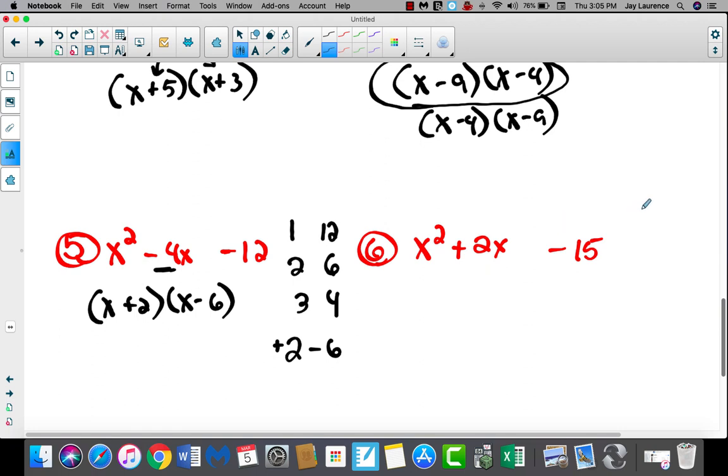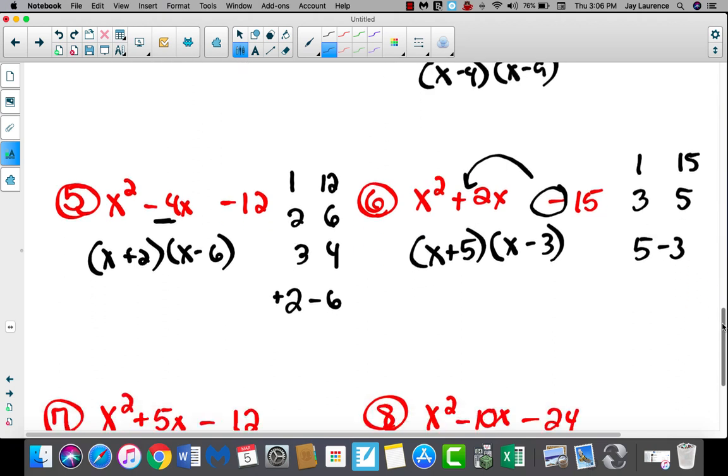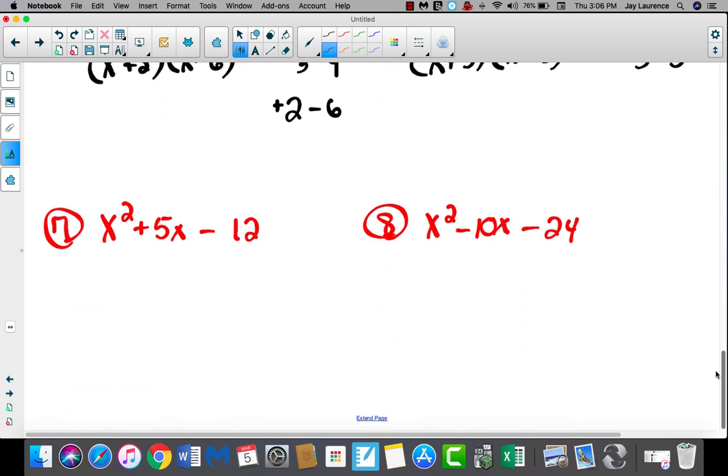All right, number 6. I need factors of 15. 1 and 15. Okay, 3 and 5. And that's it, because 4 doesn't go into 15 evenly. I need two factors of 15 that subtract to get positive 2. Well, 5 minus 3 would work, wouldn't it? So I'm going to need an x plus a 5 in one quantity and an x minus a 3 in another quantity. There you go. And again, you can check your work by double distributing.